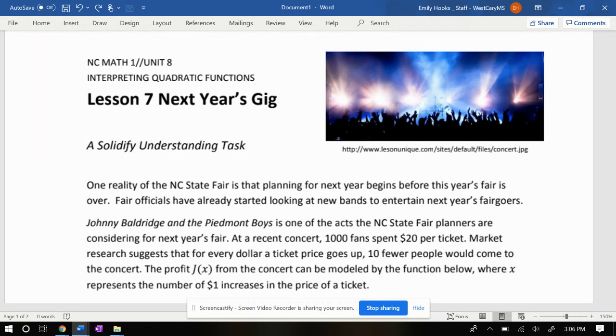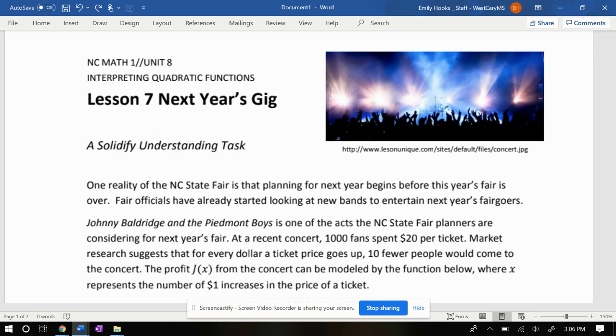One reality of the NC State Fair is that planning for the next year begins as soon as this year's fair is over. Fair officials have already started looking at new bands to entertain next year's fairgoers. Johnny Baldridge and the Piedmont Boys are one of the acts the NC State Fair planners are considering for next year's fair. At a recent concert, 1,000 fans spent $20 per ticket. Market research suggests that for every dollar a ticket price goes up, 10 fewer people would come to the concert.